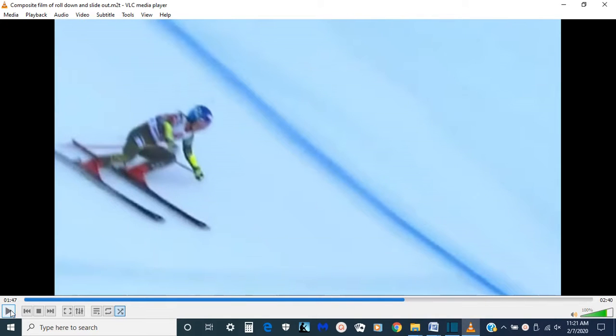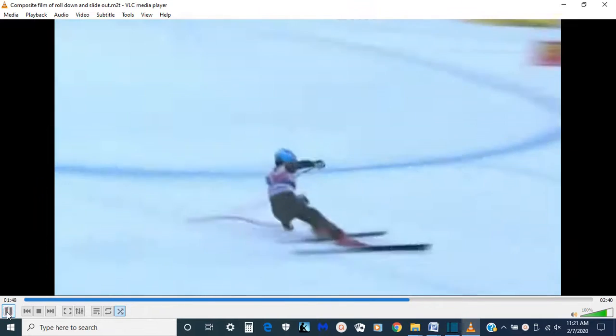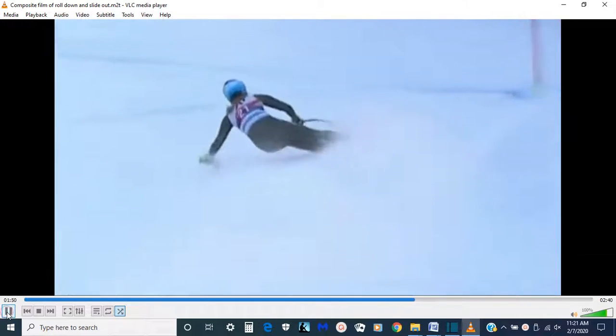All right, now, there's no counter rotation. Both arms forward. Her outside arm is high. Her shoulders are angled down. That means she's going to have a straight body, no hip angulation. She even raises that outside arm more. That's even worse. All right, and she slides out.